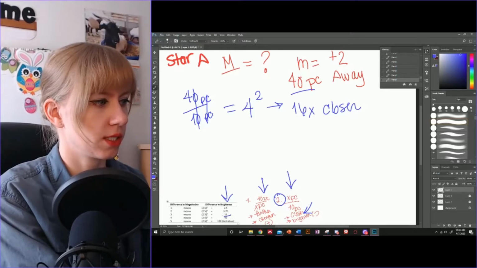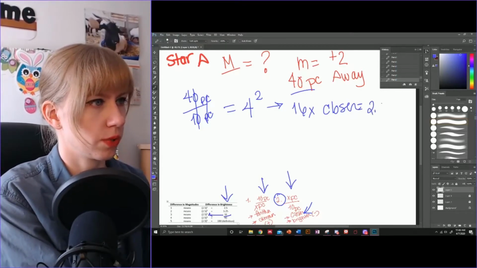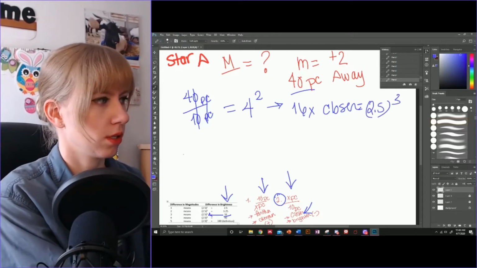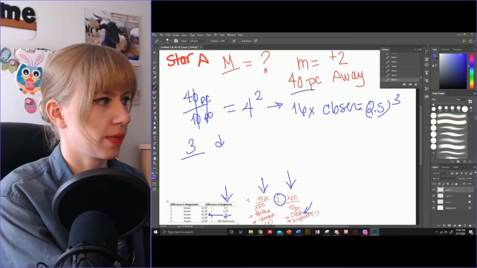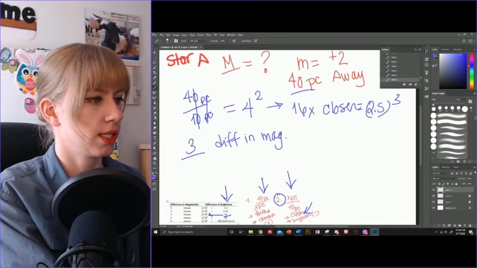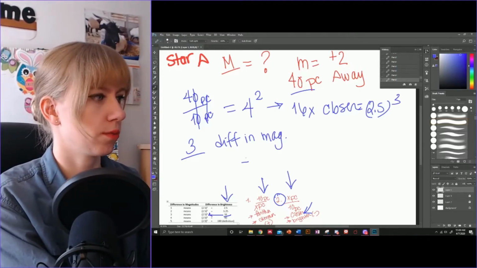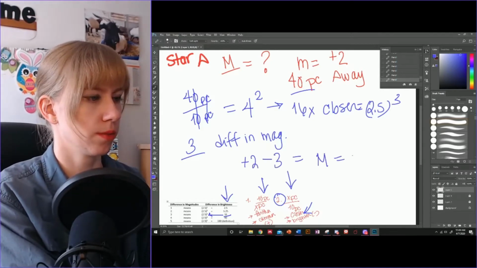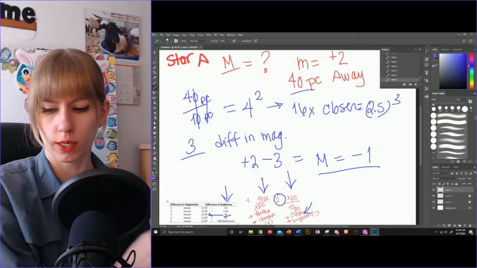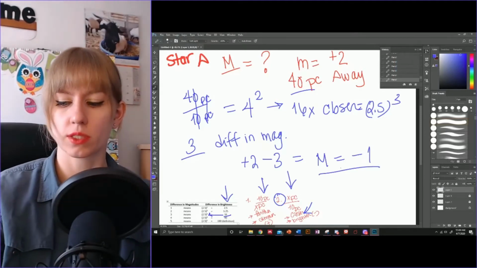So if we take 16 times, 16 becomes 2.5 to the third, and we know that that 3 is going to be the difference in magnitude. Since it's coming closer, it's going to get brighter, which means we need to make it smaller, so we're going to do plus 2 minus 3, which means our absolute magnitude is going to be minus 1. Hopefully that makes a little bit of sense to you guys.